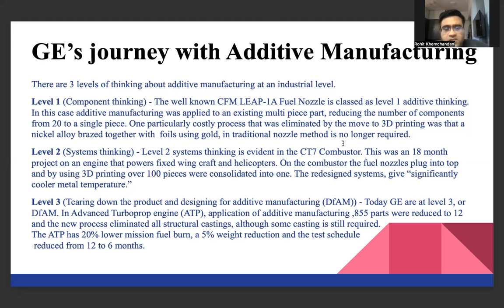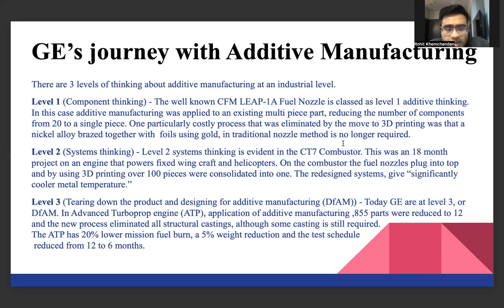Level 2 is systems thinking. It is evident in the CT7 combustor. This was an 18-month project on an engine that powers fixed-wing craft and helicopters. On the combustor, the fuel nozzles plug into the top, and by using 3D printing, over 100 pieces were consolidated into one. So basically, it helped them reduce the cost by eliminating the unnecessary pieces. The redesigned system gave significantly cooler metal temperature. So this parameter was also taken care of.